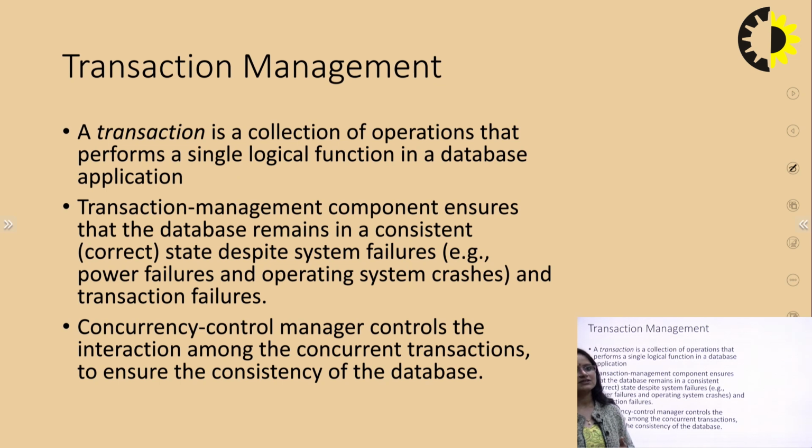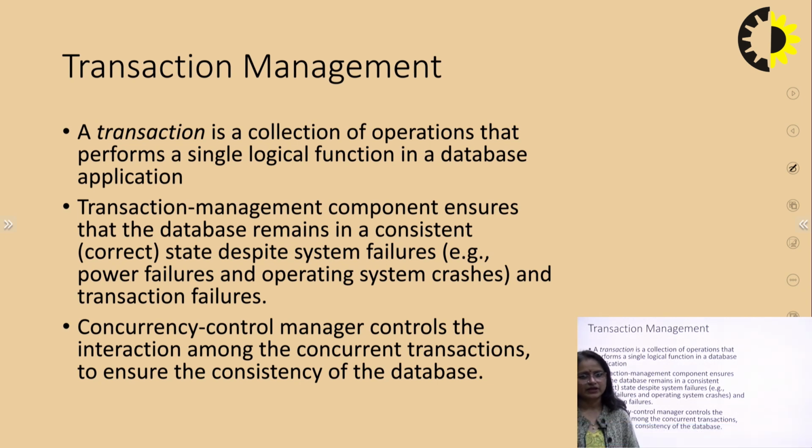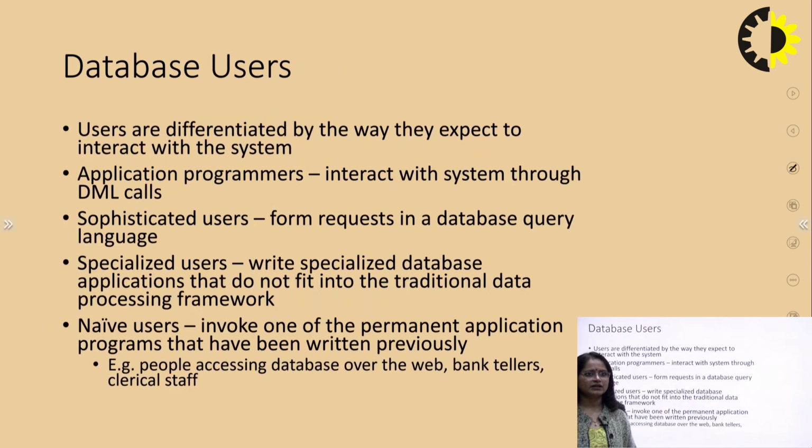A transaction is a collection of operations that perform a single logical function in the database, and the management components ensure the database remains in a consistent state. It means that at a particular time, the information of, let's suppose, account X will be the same at every place. Despite any system failure, power failure, operating system crash or transaction failure, the database should be consistent. And then concurrency control. Concurrency control means that at a particular time, not only one user is working; n number of users are working concurrently.